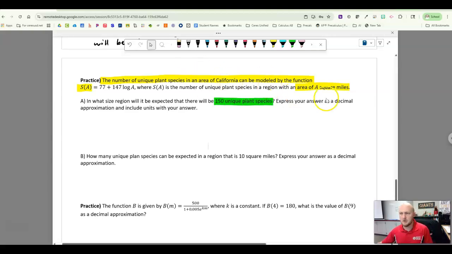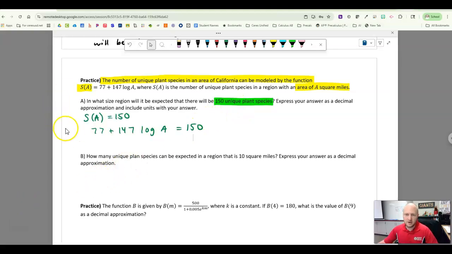Express your answer as a decimal approximation and include units with your answer. So I'm going to go ahead and pause the video. I want you to answer this question, and then I'll talk through the solution. Okay, here you go. They wanted the unique species of plants to be 150, so you can set your function equal to 150, and then we can go ahead and solve.